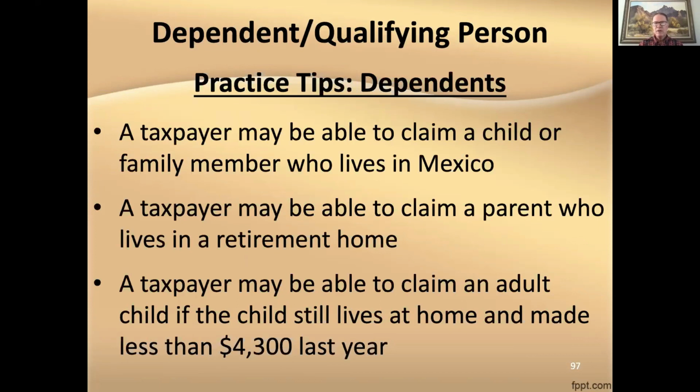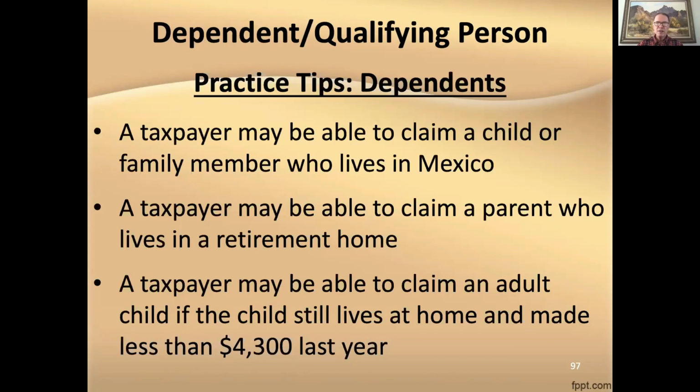Now, one of the things to remember is a taxpayer may be able to claim a child or family member who doesn't live with them, but they live in Mexico, or they live in a retirement home. I think that was one of the questions last year. We had a person who was paying for residency payments for a parent who lived in a nursing home in another state. And the taxpayer may be able to claim an adult child if the child still lives at home and made less than $4,300 last year.